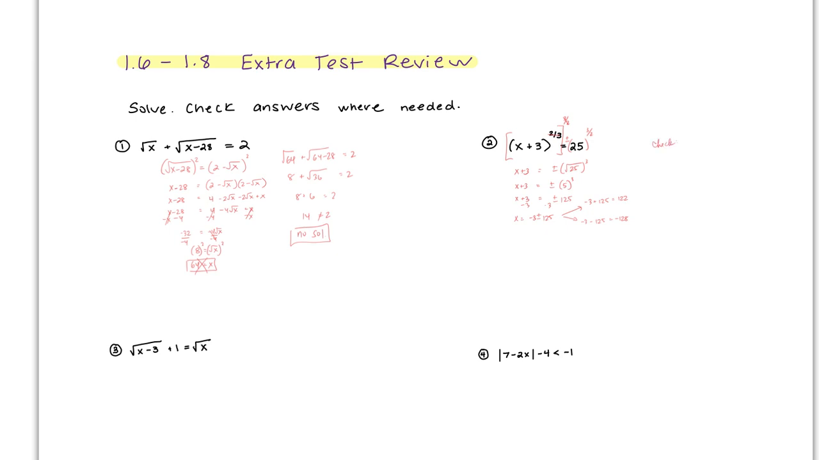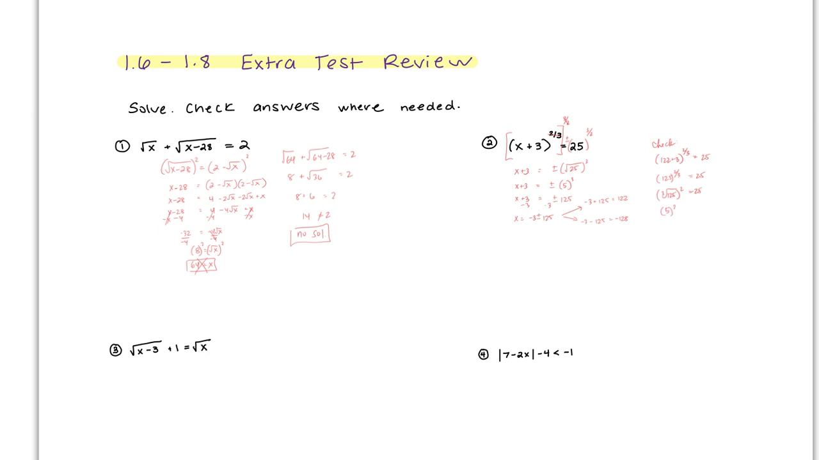What I'm going to do is start with 122 plus 3 to the 2/3 power equals 25. 125 to the 2/3 power equals 25. I know this is the cube root of 125, squared, is 25.